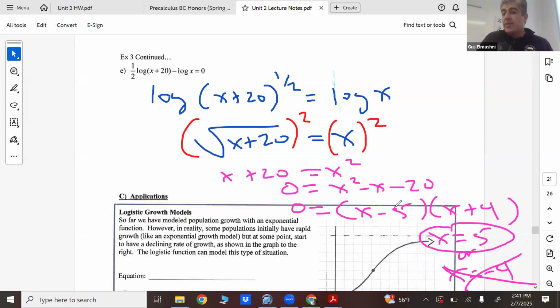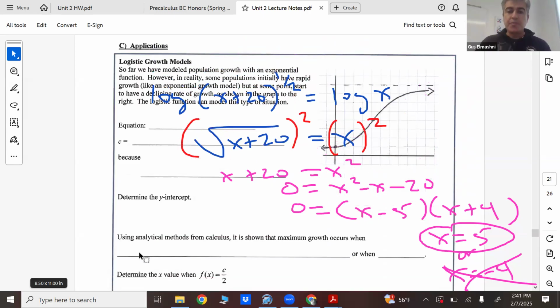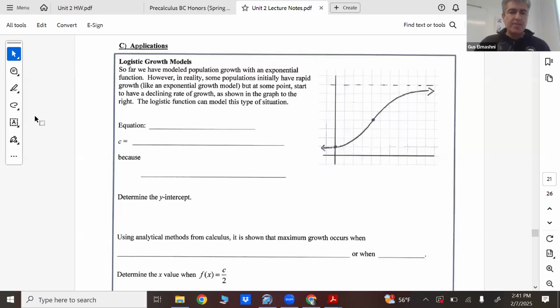Or if we're talking about influenza or flu at our school, fine, people get sick. After a while, everyone gets sick, right? So things just can't go up forever. There has to be a limit. And that's what logistic growth models do. They show that limit. The equation generally looks like this. Y equals C over, and I tend to write it like this. Some people could also write it like this as well.